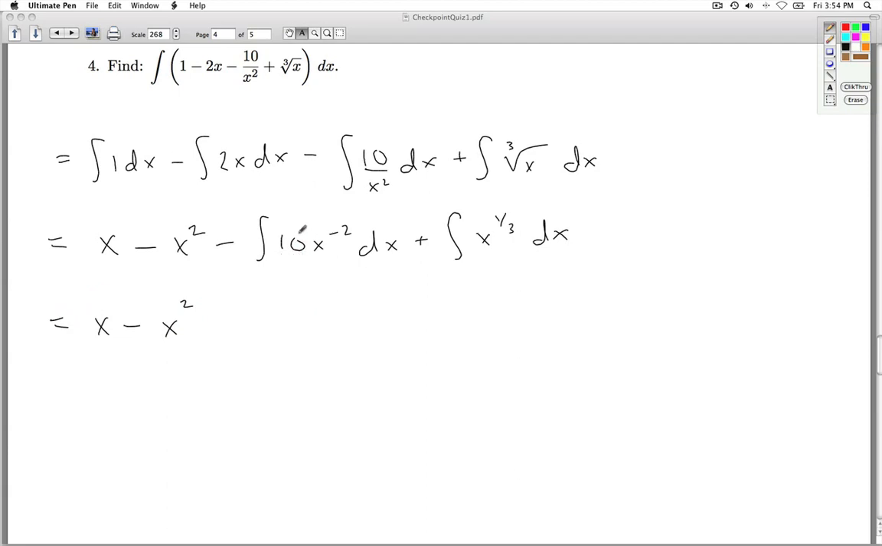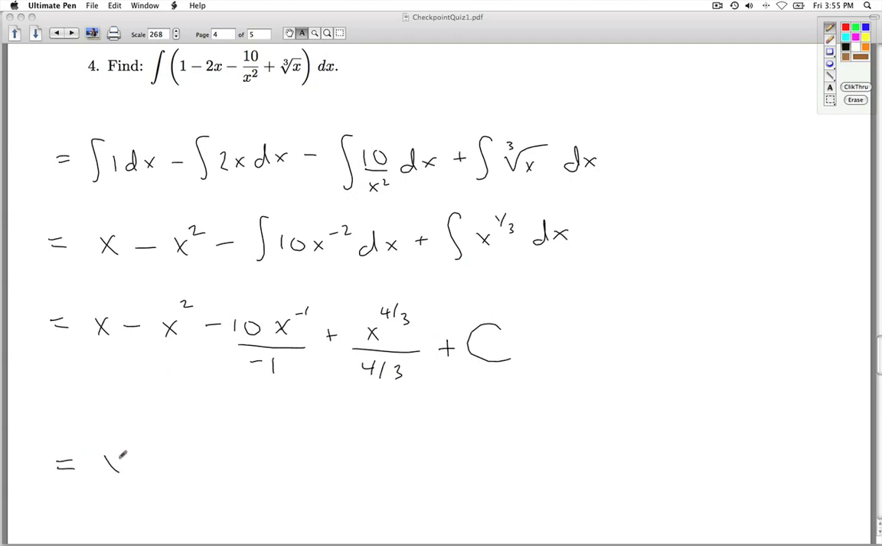Now, the 10 is a constant, which means it's a constant multiple. It'll be a constant multiple of our answer. Minus 10. You add 1 to the exponent. So adding 1 to negative 2 is negative 1. And then divide by that new exponent. Plus x to the... adding 1 to the exponent is the same as adding 3/3. That gives you 4/3, divided by 4/3. And then there's the arbitrary constant tacked on to the end.